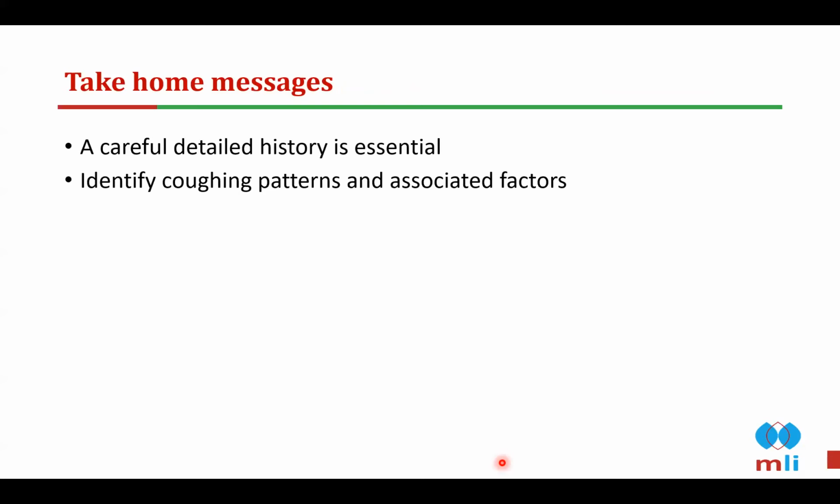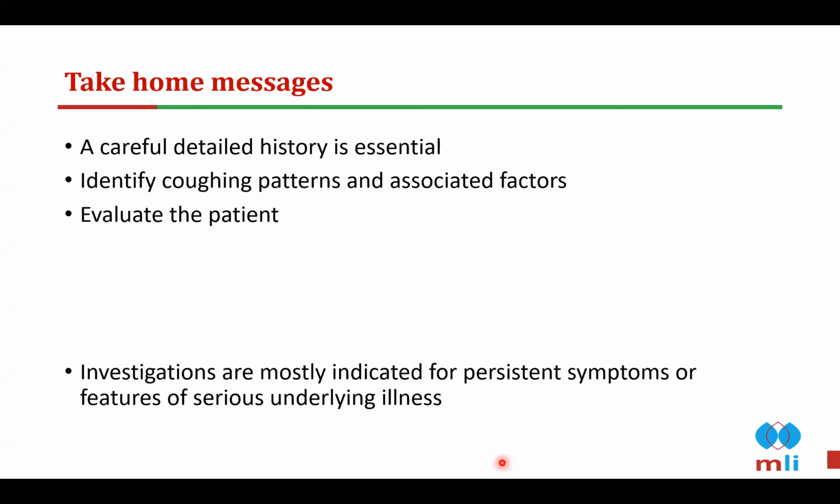So I want to wind up by a few messages. Number one, that we need a careful, detailed history if we are to get a breakthrough to try and manage the cough. We need to identify the patterns of cough and the associated factors, the triggers, the relieving factors, the environments of the children. And of course, evaluate the patient. Like I mentioned, let's learn how to examine our patients to try and figure out what could be going on. Remember, cough may be because something is in the lungs, but it may also be because something is outside the lungs, like the cardiac, like the GIT, and other systems.